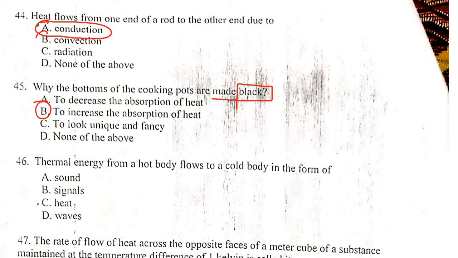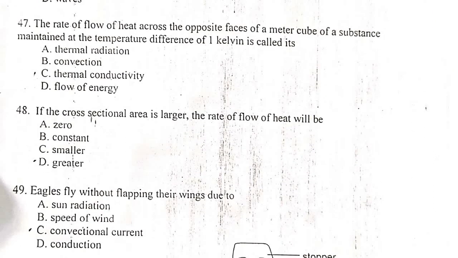Thermal energy from a hot body flows to a cold body in the form of heat. So the correct answer is option C. Then we have 47. The rate of flow of heat across the opposite faces of a meter cube of a substance maintained at a temperature difference of 1 Kelvin. This is the definition of the thermal conductivity constant K. So option C is the right answer.